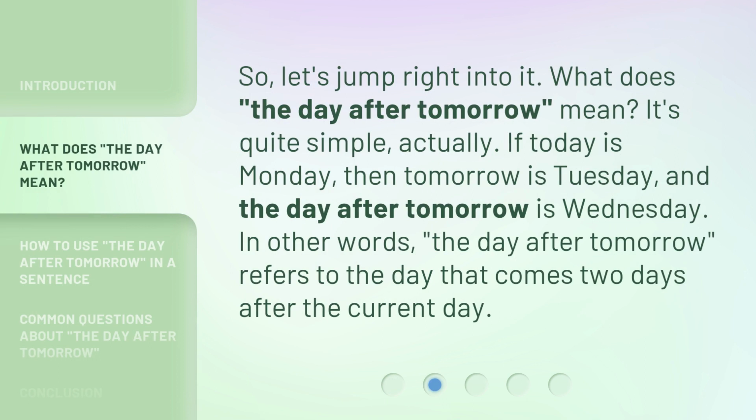What does the day after tomorrow mean? It's quite simple, actually. If today is Monday, then tomorrow is Tuesday, and the day after tomorrow is Wednesday. In other words, the day after tomorrow refers to the day that comes 2 days after the current day.